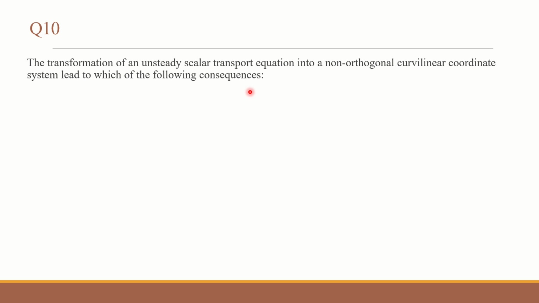So now moving to question 10. What we have in question 10 is the transformation of an unsteady scalar transport equation into a non-orthogonal curvilinear coordinate system leading to the following consequences. Similar to the first problem, wherein we transformed the Laplace equation into a non-orthogonal curvilinear coordinate system and found that the elliptic equation remains elliptic, the nature of the equation is preserved. So similarly, we have an unsteady scalar transport equation which we are transforming into a non-orthogonal curvilinear coordinate system, and we need to identify its consequences.